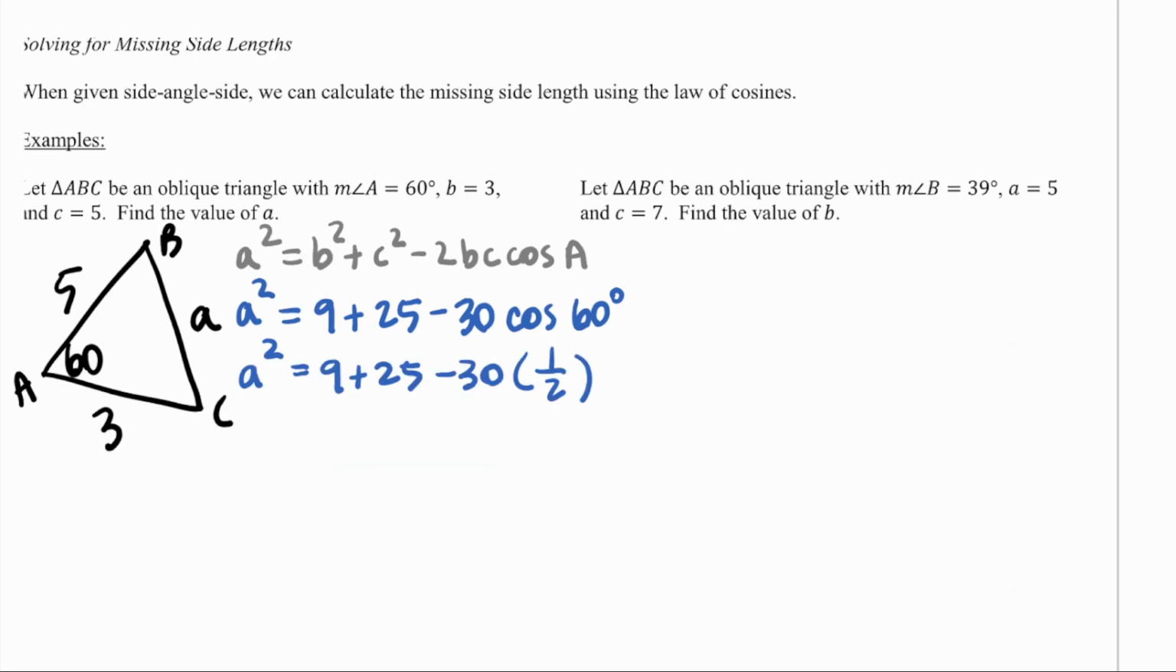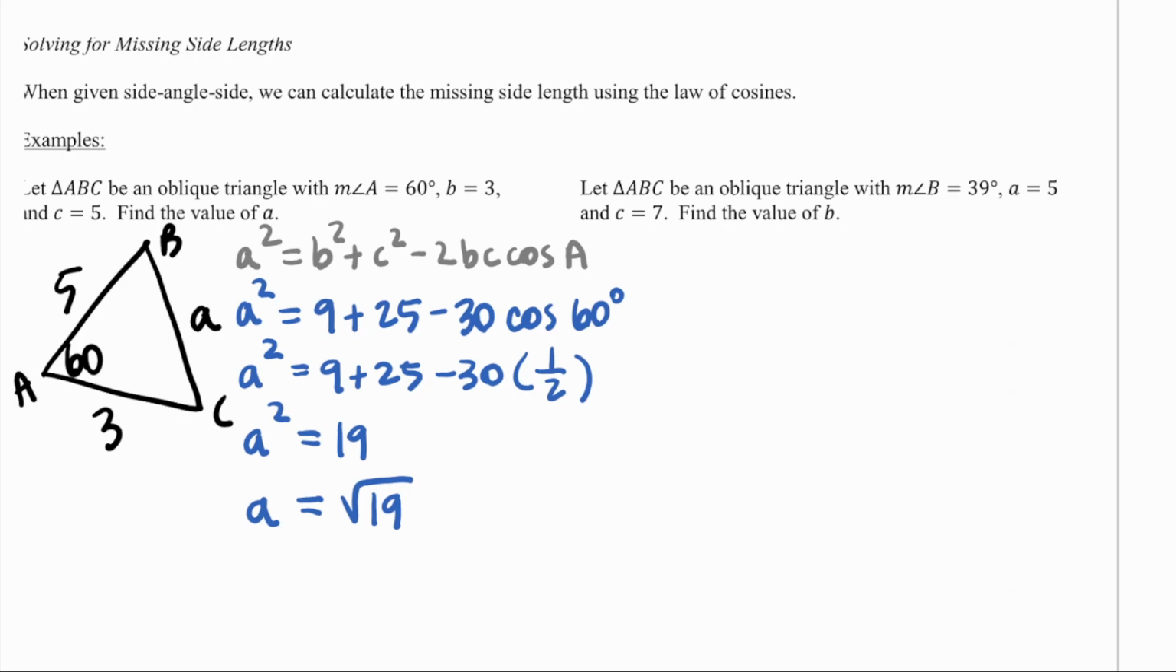So if I added 9 plus 25 and then I subtracted 15, that would be like adding 9 plus 10. So I've got a squared equals 19. And as a result, I'm going to say a is the positive square root of 19, because it's going to be a positive side length. We're not really interested right here in triangles with negative side lengths. So we got a is the square root of 19.